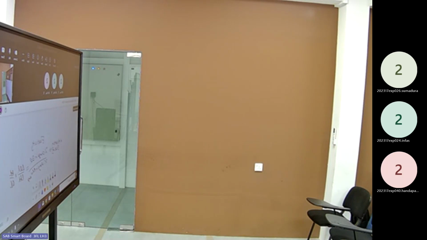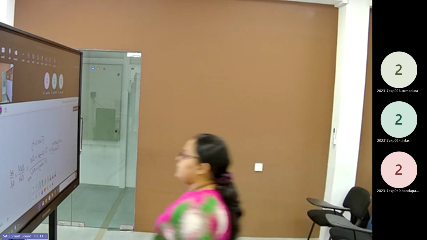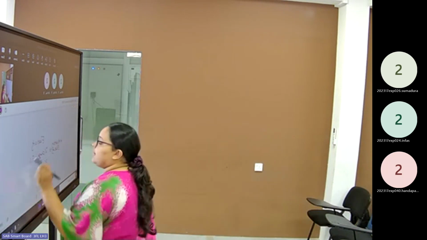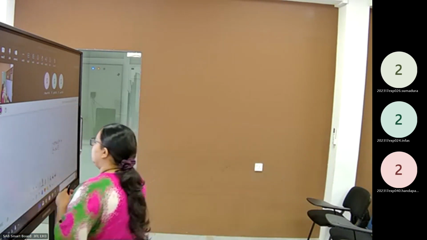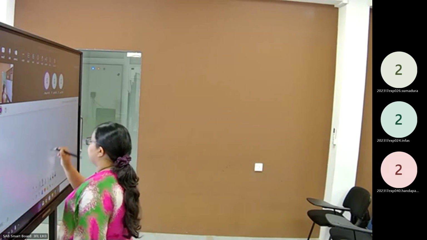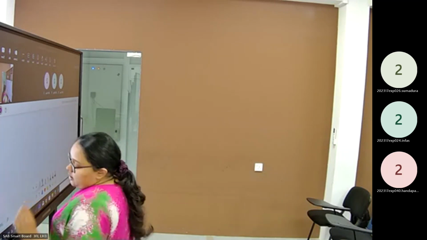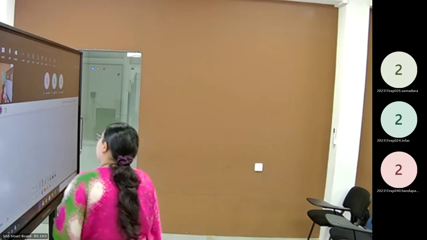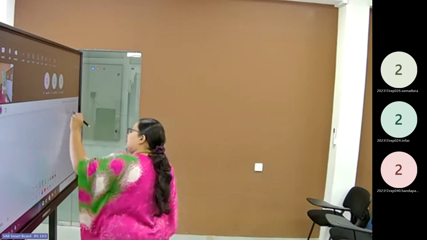Ordinal utility approach. We are going to do a sum. Those of you who are online, can you see my screen? Can you see the whiteboard I'm erasing? Yes, madam. Yes, we can see.